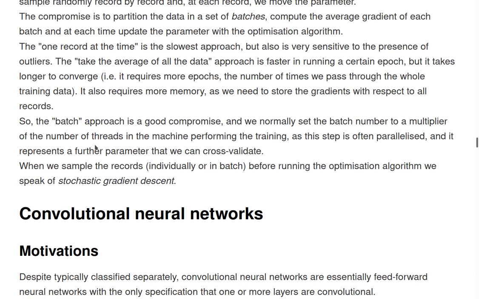And in particular, when instead of taking the average of all the data, we take one data point or a batch of data at a time, and we do it randomly, the algorithm takes the name of stochastic gradient descent.